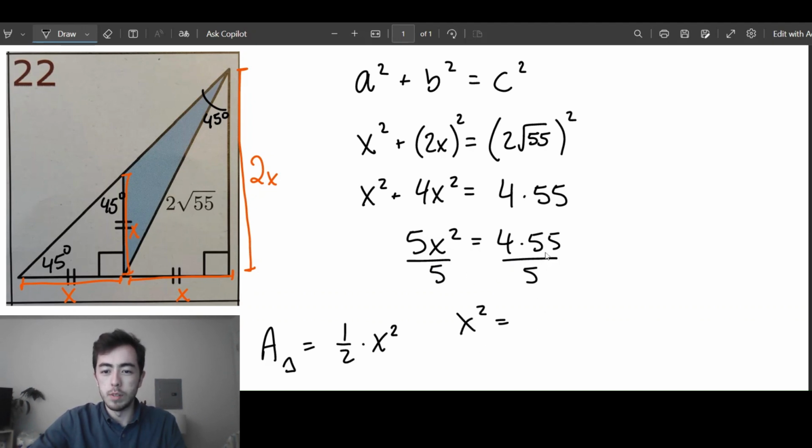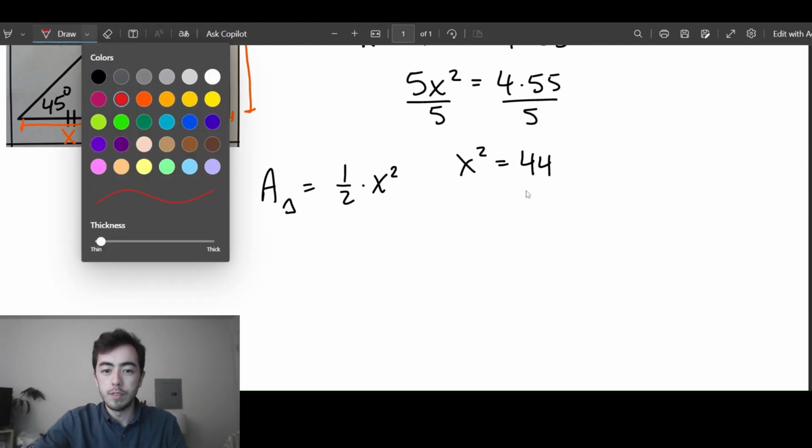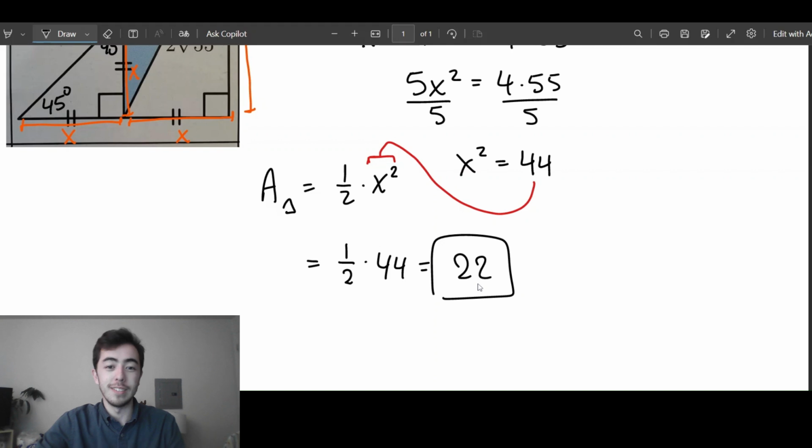And I'll simplify this part. 55 divided by 5 is 11, and so 4 times 11 is 44. I don't actually need to solve for x, because now that I have an expression for x squared, I can just plug in 44 right here, and then I can really quickly solve for the area of the triangle because I already have this equation set up. The area of the triangle, that blue area that we're trying to find, is just going to be half of 44, which is the same as 22, and that is today's date.